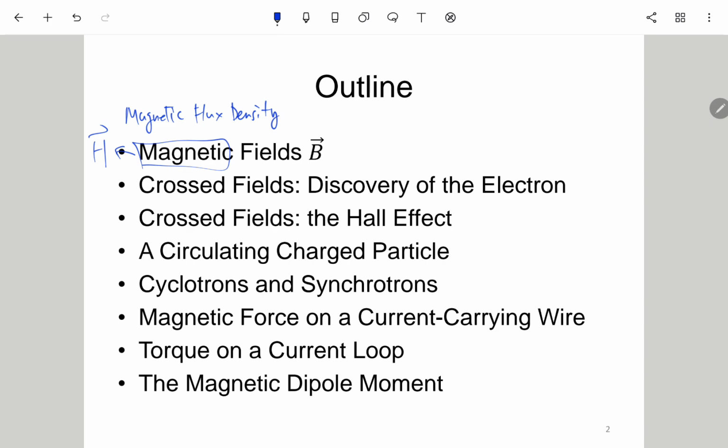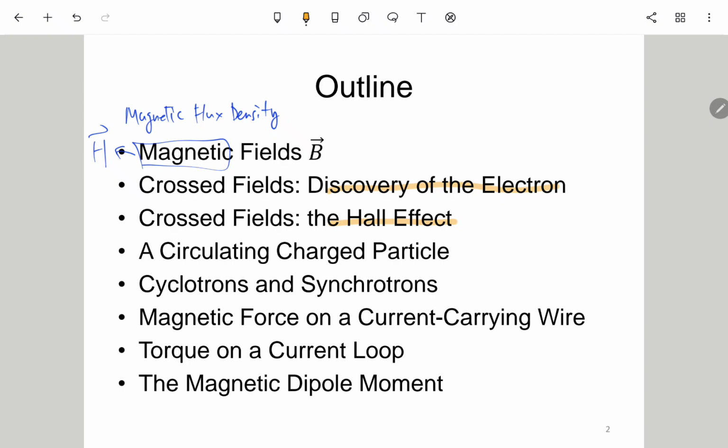But for some other material, okay, the B field should be the magnetic flux density. And then we will discuss the crossed fields, to talk about the discovery of the electron, and then the Hall effect, to verify that the charge carrier in the conductor should be negative rather than a positive charge.